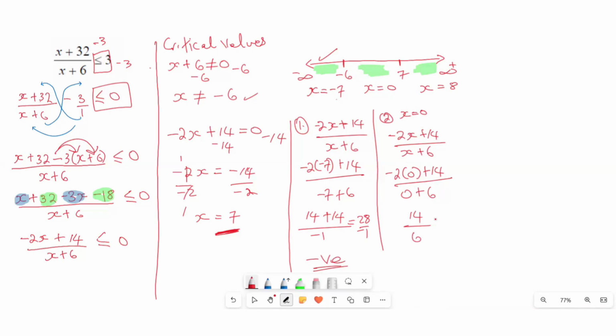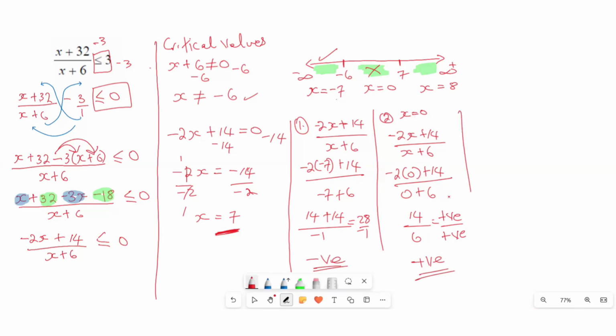And this is basically positive divided by positive. So the value is not necessary. What we do have here is a positive number divided by a positive number. So the result is positive, and we are not looking for a positive. So the number in this region is not going to work. Okay. It's not going to help us.